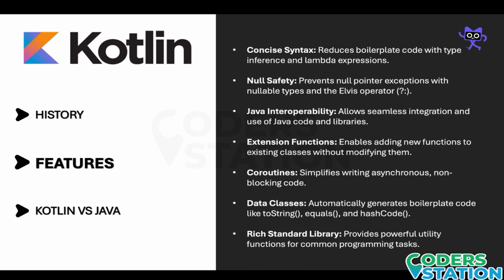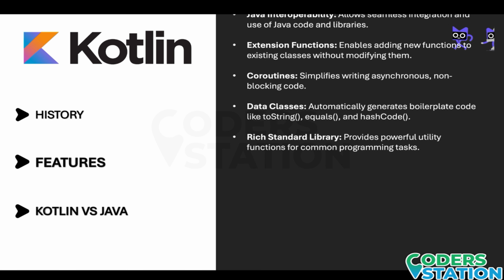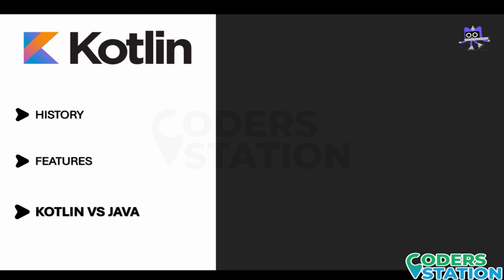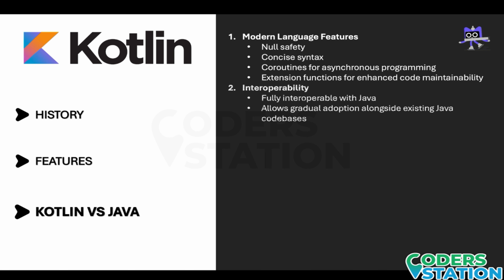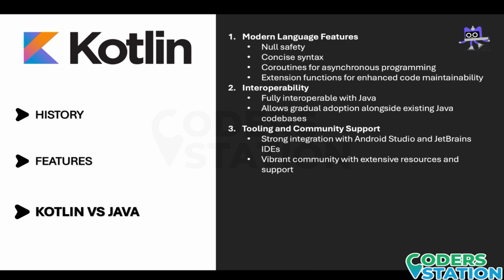Now that the features are done, why was it Kotlin versus Java for so long? So let's talk about Kotlin's main advantages over Java. Kotlin has modern language features which Java never could have because it was an old language. It had null safety, concise syntax, coroutines, and multiple things. It also had interoperability which Java could not have. It also had tooling and a lot of community support.